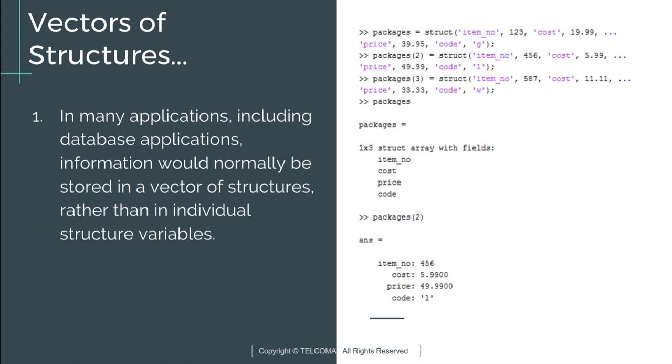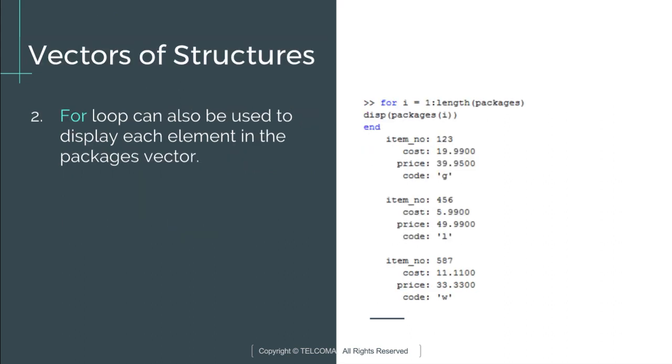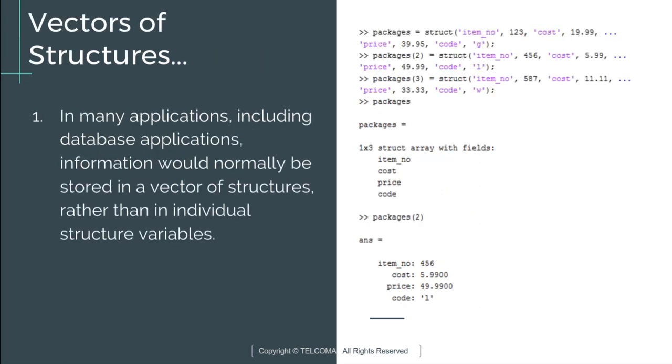The fieldnames function will return the names of the fields that are contained in a structure variable. Next is vectors of structures. In many applications, including database applications, information would normally be stored in a vector of structures rather than in individual structure variables. A for loop can also be used to display each element in the packages vector. Like I have written the example here. Now, packages equals struct, then item number, which is 123, cost 19.99 and price 39.95, then code, then G. Now, similarly, I have written packages 2, packages 3.